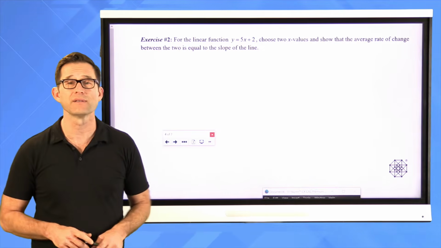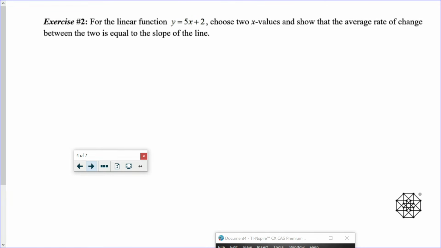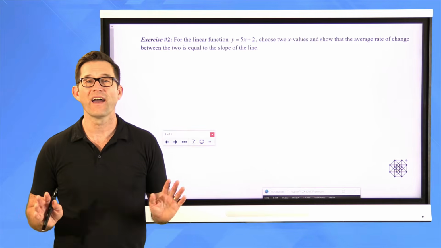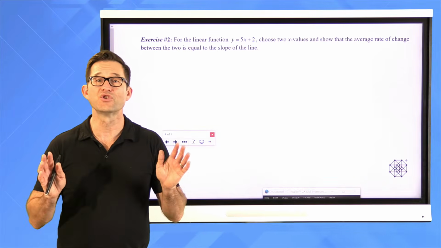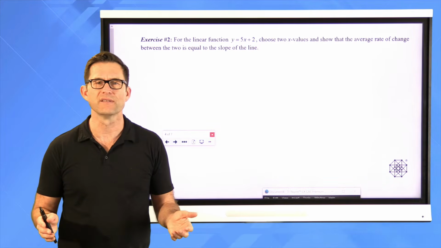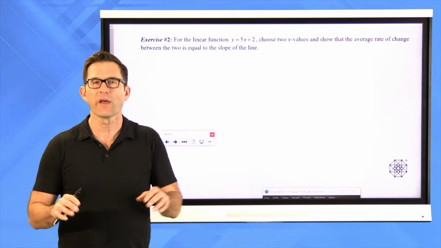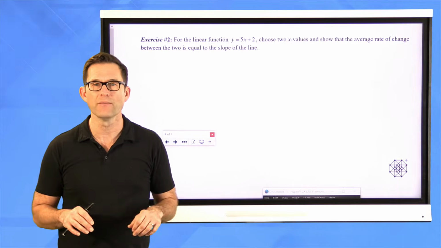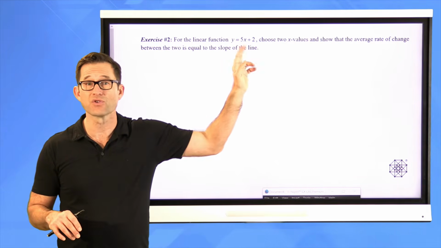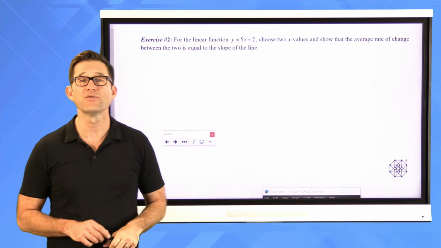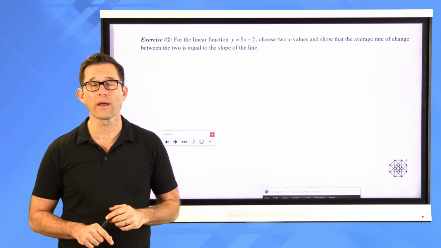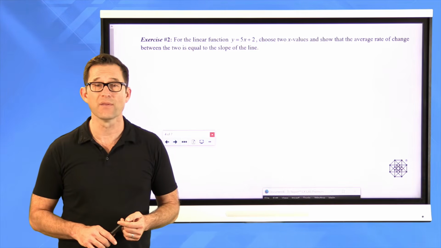So let's get a little bit more work with equations of lines. Let's take a look at exercise number 2. For the linear function y equals 5x plus 2, choose two x values and show that the average rate of change between the two is equal to the slope of the line. All right, I love this exercise. I'd like you to choose two x values. Don't choose them as consecutive integers, okay? Don't choose 1 and 2 or 3 and 4. Choose a couple x values that are separated by more than 1 unit. Calculate the y values using the function's formula, and then find the average rate of change between the two. If you've done everything correctly, that average rate of change should be the slope of this line.